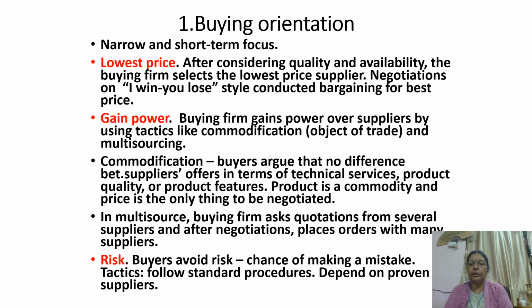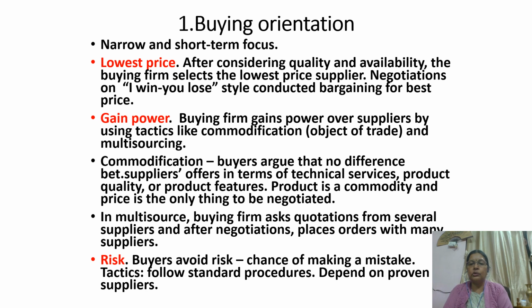So buying orientation, the business customer or industrial customer has a short-term focus. He is only focused on getting the lowest price from the supplier. So he will negotiate. His style of negotiation will be I win, you lose style. So his main aim is to get quality and availability of the industrial product at the lowest price from the supplier.